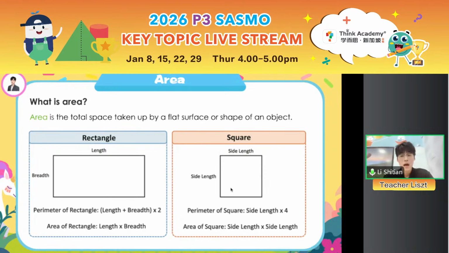Then I want to find out the perimeter of the square. Can I still use the side length times the side length? Actually not, right? Because I need to use the side length times 4. Then I find out the perimeter of the square, right? So there are 4 equations. There are 4 methods here. Okay, so don't be messy, guys.